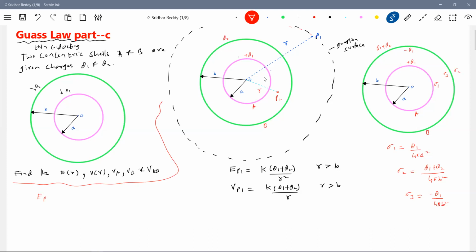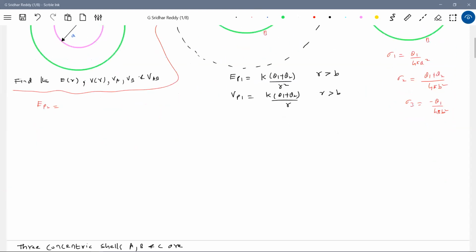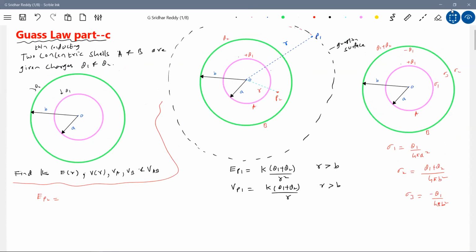What about the field strength there? First EP2. I don't have space now, I'm trying to accommodate everything here. I'm going to draw a Gaussian surface here. If I draw a Gaussian surface, what is the net charge enclosed? It will be only Q1. I'll slide down, no problem. Yeah, we'll take this one.